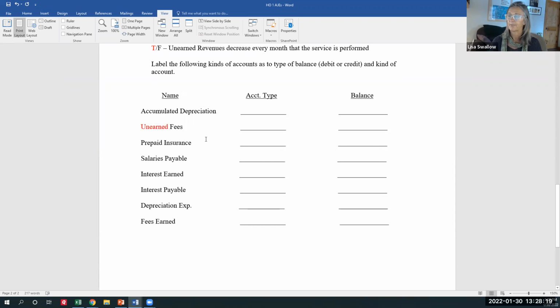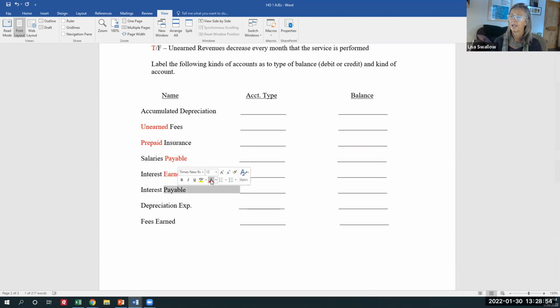I owe somebody something. Prepaid insurance. Anytime you see the word prepaid, it means it's a debit type account. It goes on the balance sheet and it's an asset. Anytime you see the word payable, that means it's a liability. It goes on the balance sheet. It has a credit type balance. Anytime you see the word earned or revenue, it's a P&L account. It has a credit balance and it's a revenue type account.